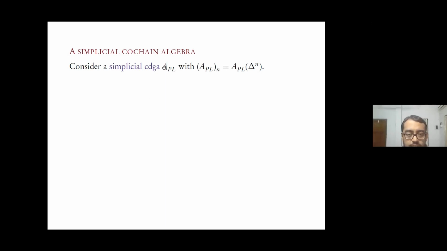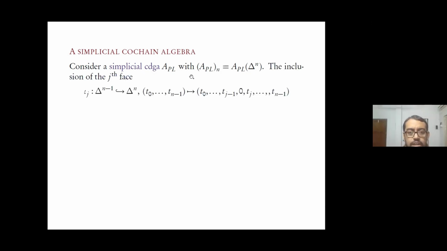I'll denote it APL. Okay, this is just a name, like script K. This is APL, and APL at n is going to be the piecewise linear forms on delta n. So this was the model we talked about, right? So these are the polynomial forms with Q coefficients on delta n. So the nth CDGA assigned to this simplicial CDGA APL is this object.